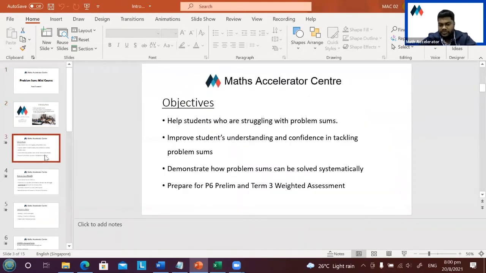All right, so today's objective is the same as usual. It's to help you break down problem sums, especially those with a lot of words, into bite sizes so that you'll be able to understand the problem sums clearly and do them confidently.